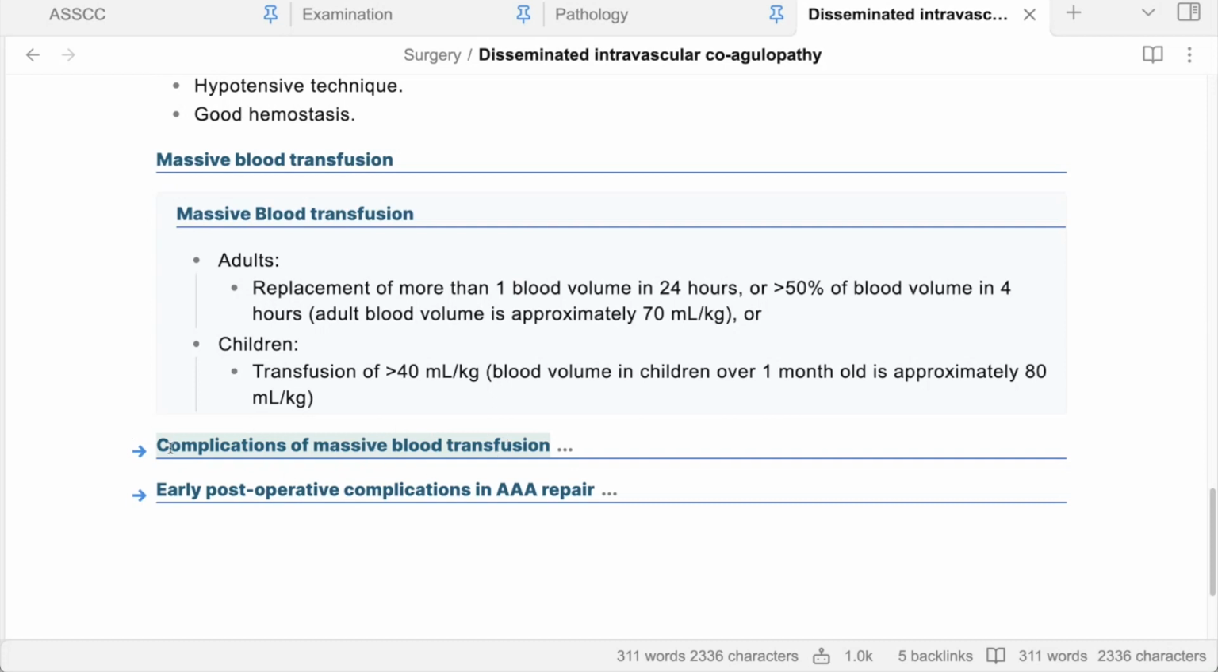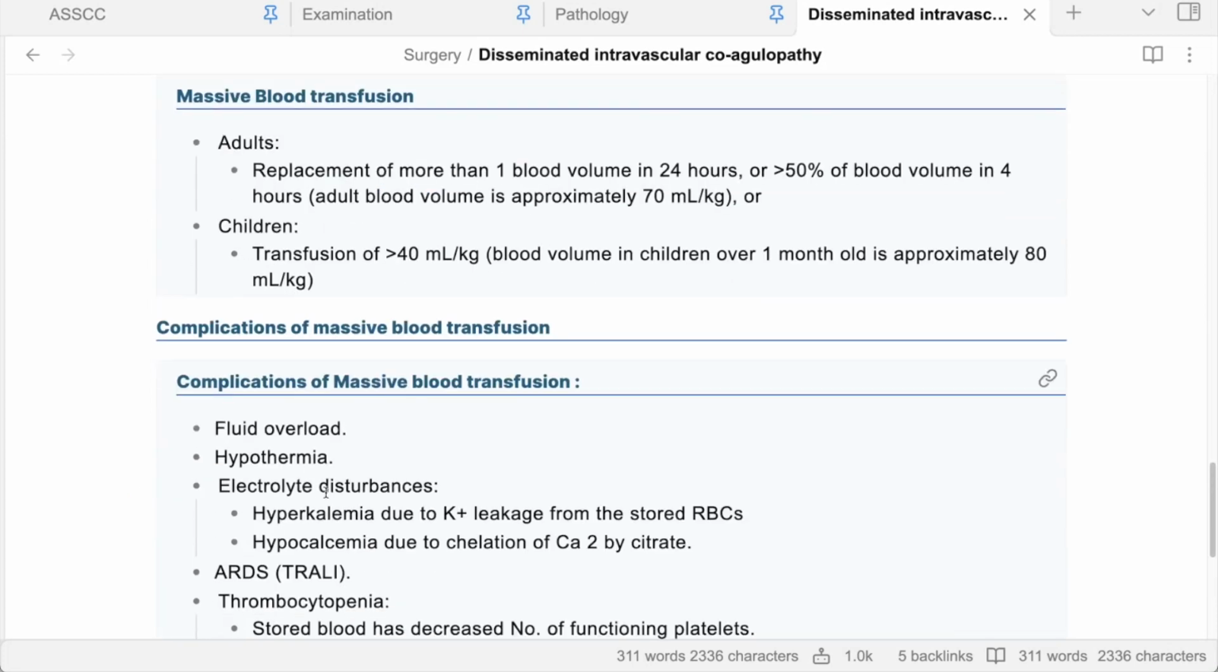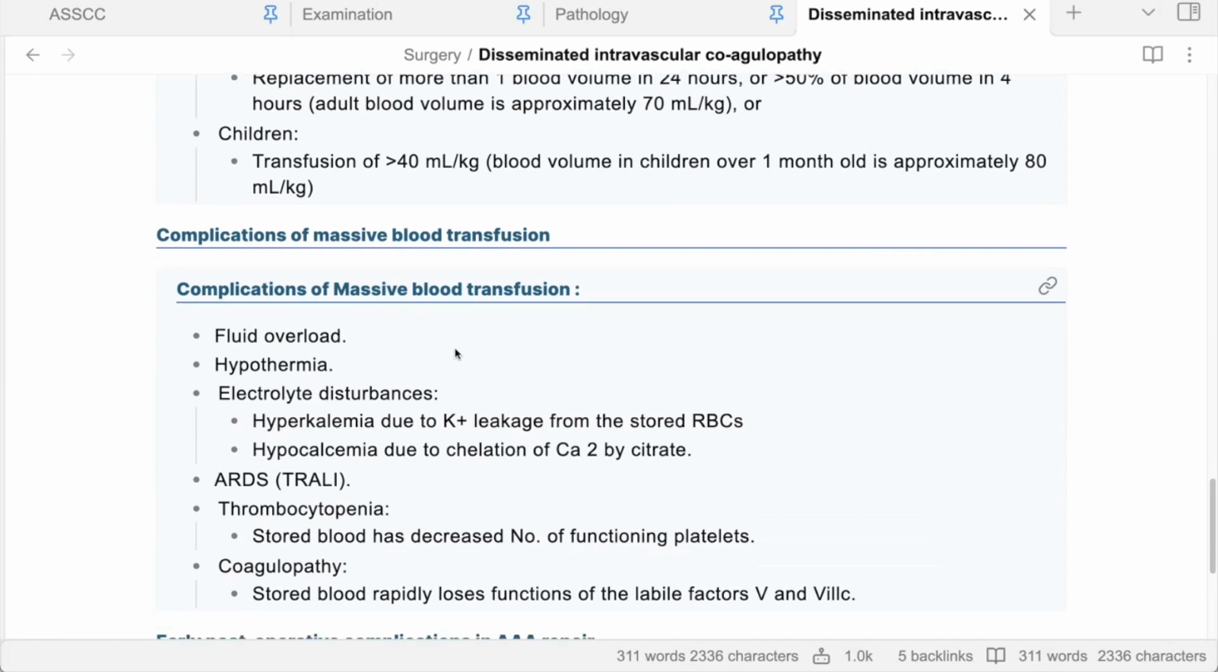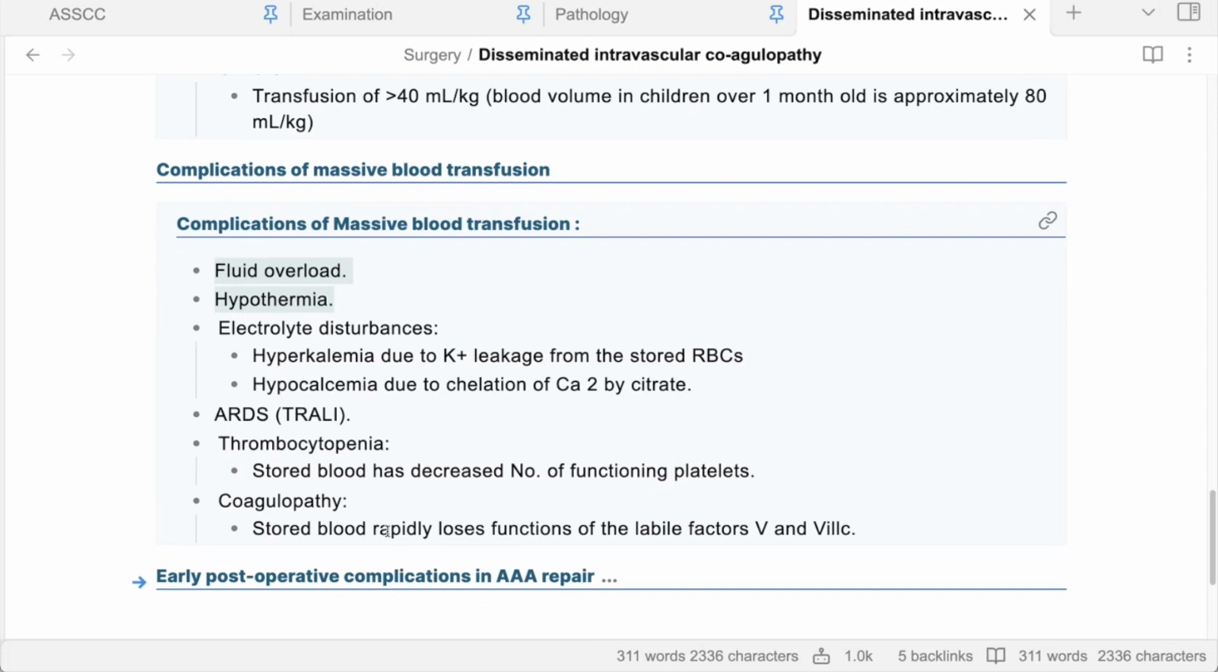Your knowledge is great. So I think the complications, the way I classify it, depend on the amount of fluid that you give. So you can cause your patient fluid overload and hypothermia, and this depends on any kind of fluid that you give to your patient. So overload and hypothermia, and you can say electrolyte imbalance, coagulopathy, thrombocytopenia, and adult respiratory distress syndrome, or TRALI, transfusion-related or transfusion-associated lung injury.